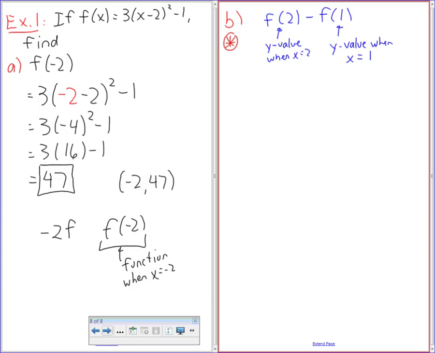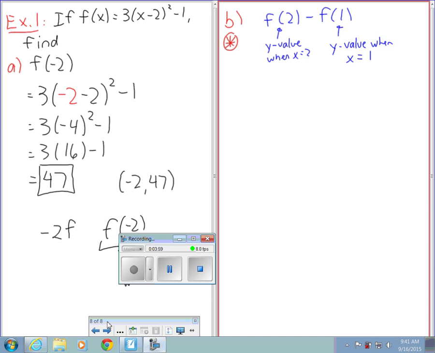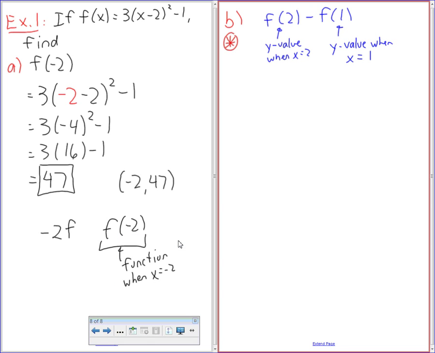So what you should be doing, and hit pause when you're going to do it, is calculate what f of 2 is, then calculate what f of 1 is, and subtract them. Do it. If you need support, let's record this and we'll try it up here. So f of 2, I'm going to do this one in blue. That's going to be 3 times 2 minus 2 squared plus 1. I'll do this one in green.